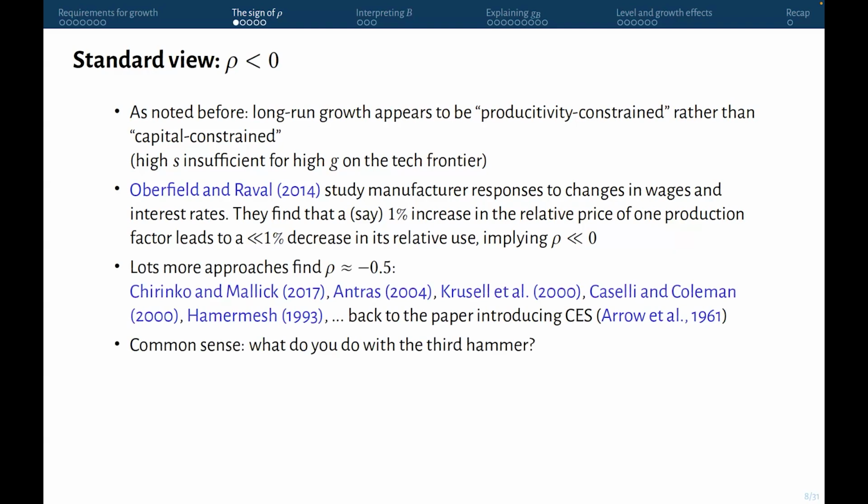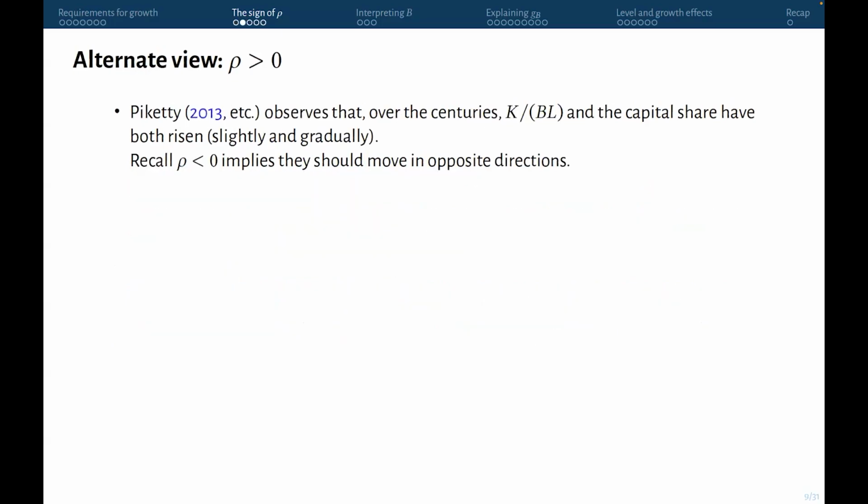I think that's kind of commonsensical, right? While our capital still takes the form of tools that people need to actually put into use, people can only make use of so much capital at a given time. We only have 2 hands. The third hammer isn't going to add much.